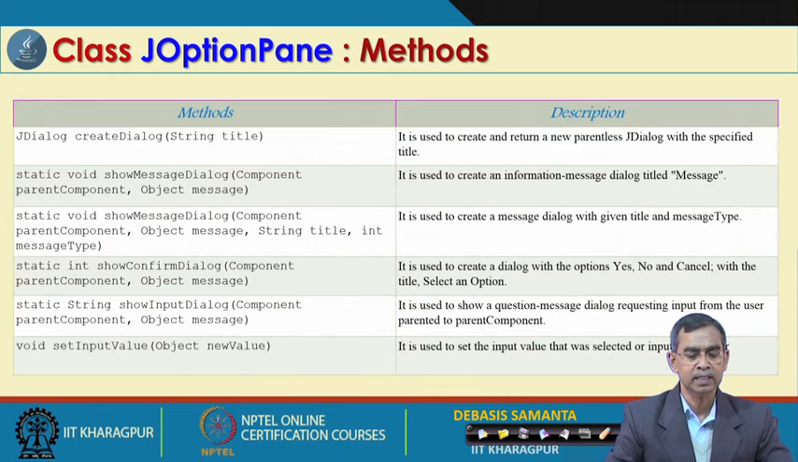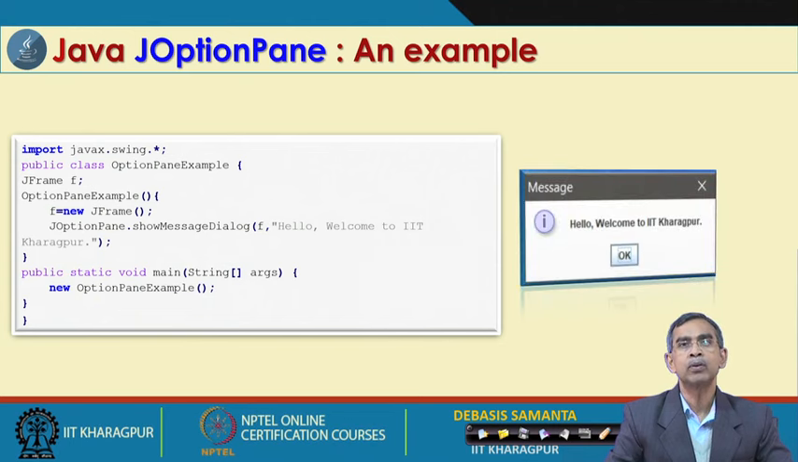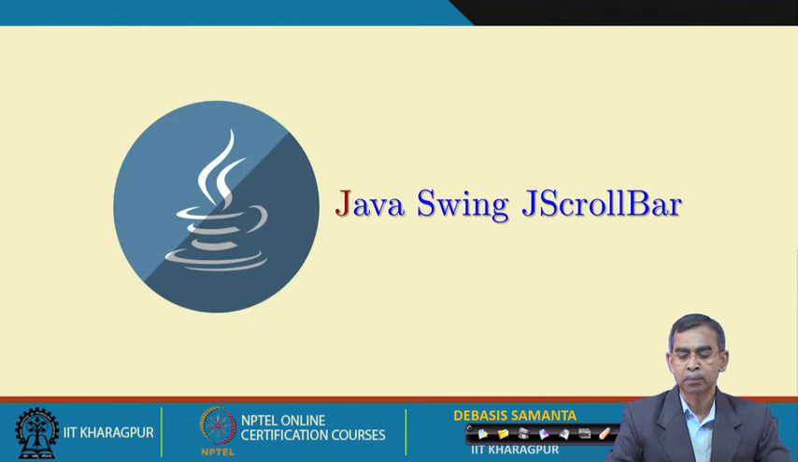There are 3 constructors and a few methods, and this is an example to create a simple option pane with the message "Hello, welcome to IIT". Sometimes, from time to time, you have to give a message to your user, and then you can use the JOptionPane.